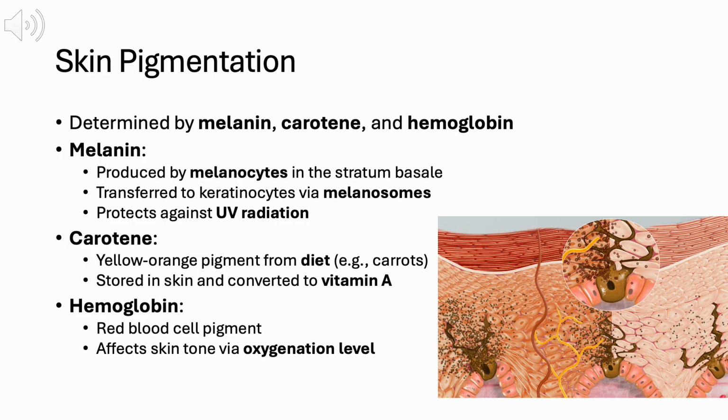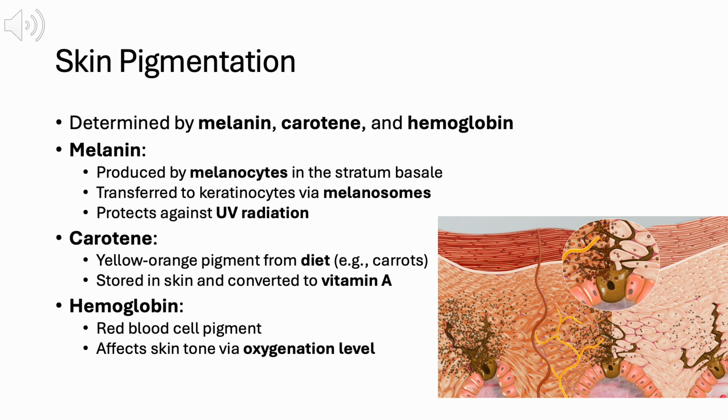Melanin also plays a critical protective role by absorbing UV radiation and preventing DNA damage in skin cells. There are two types: eumelanin, brown-black, and pheomelanin, red-yellow. And your genetic makeup determines how much and which type you produce.